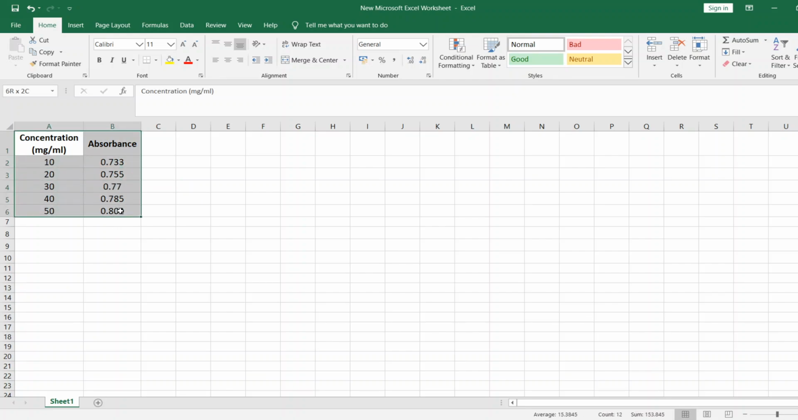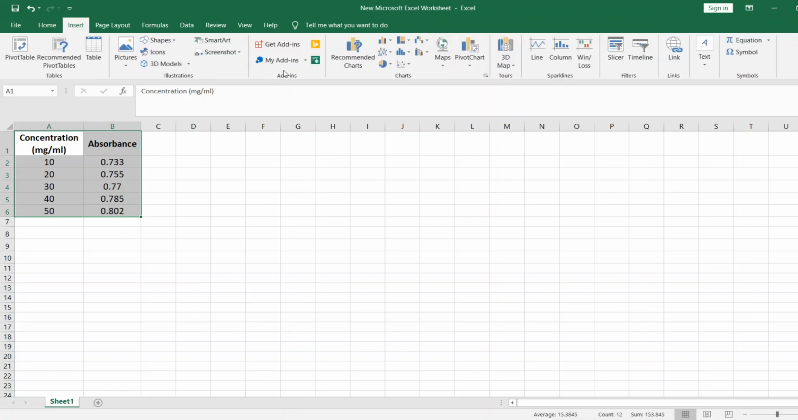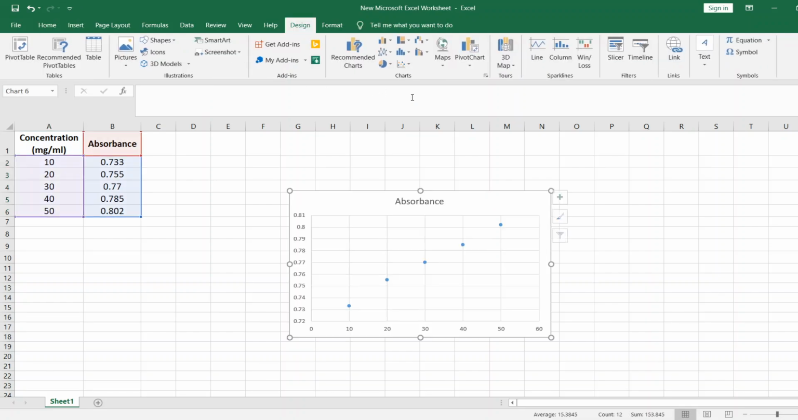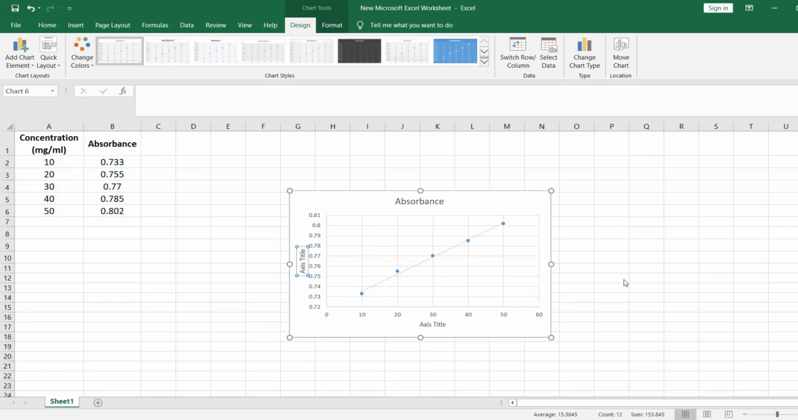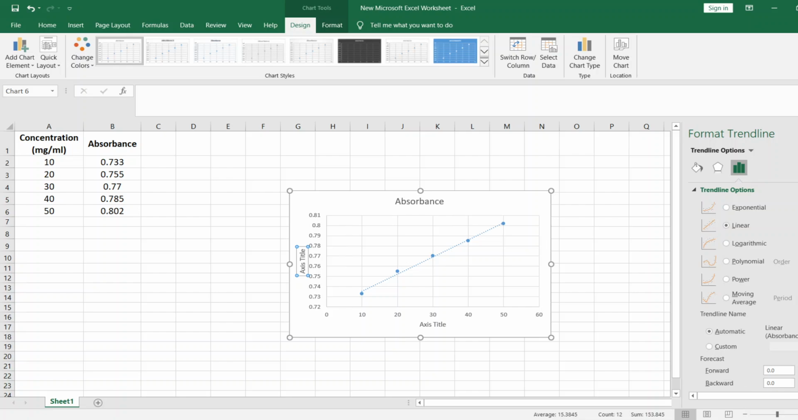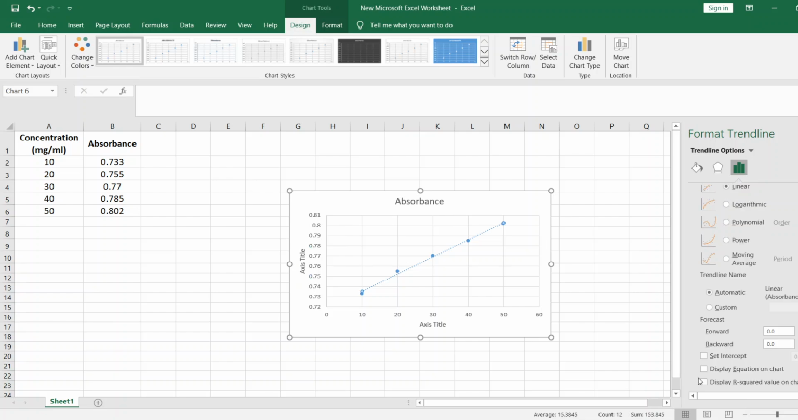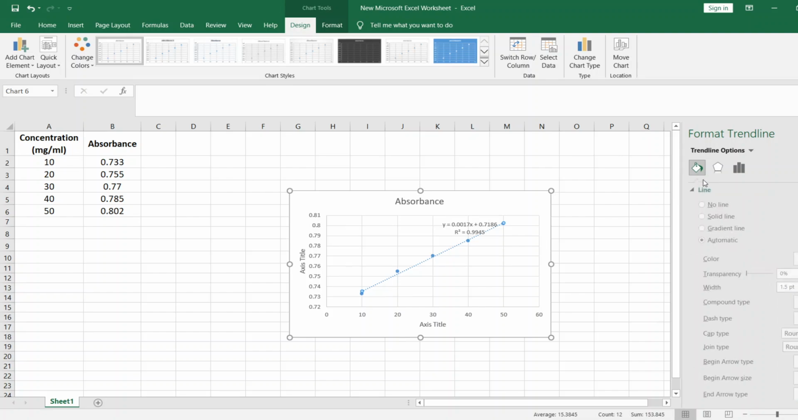For this we'll select the data, go to Insert, Scatter chart. This is the scatter chart. Then we'll go to Trendline, Linear. We will tick display equation on chart and display R square value on chart. We'll change the color of the line so that we can see it clearly, like this.